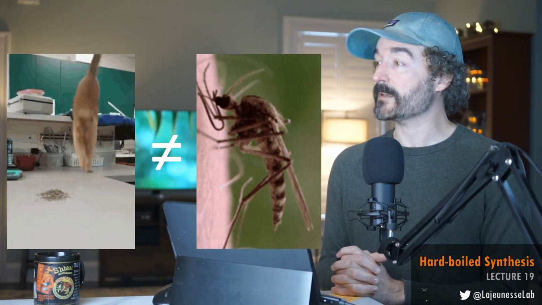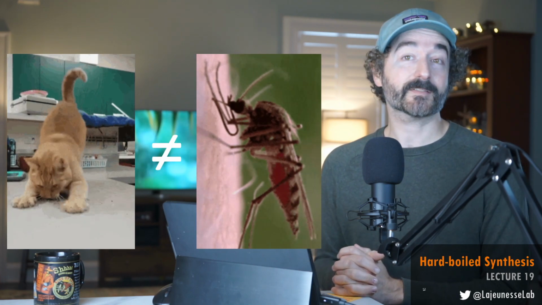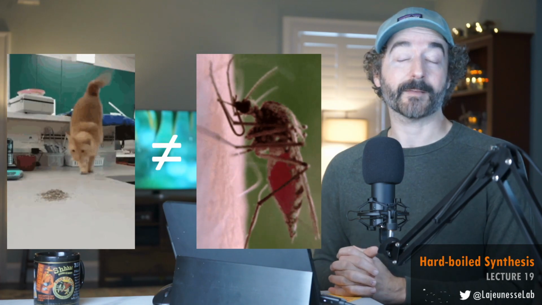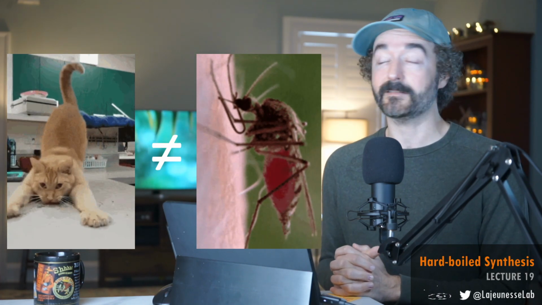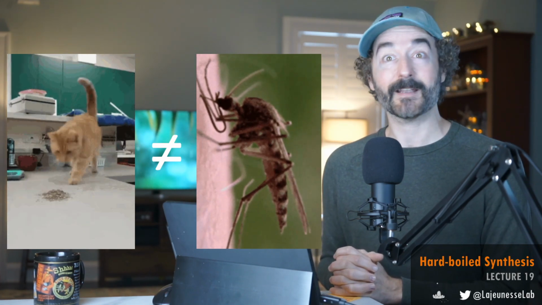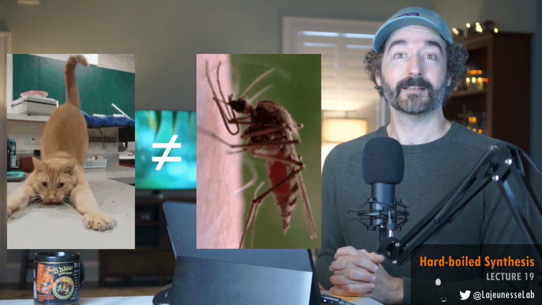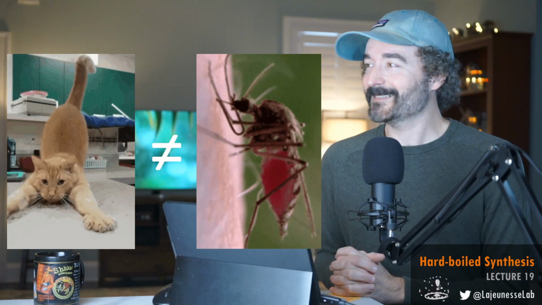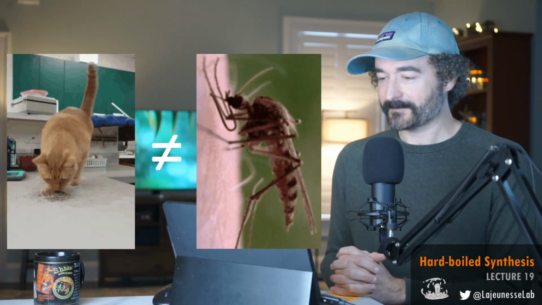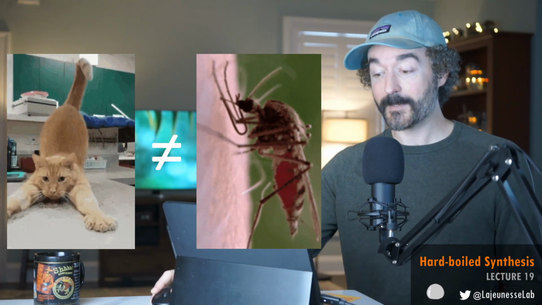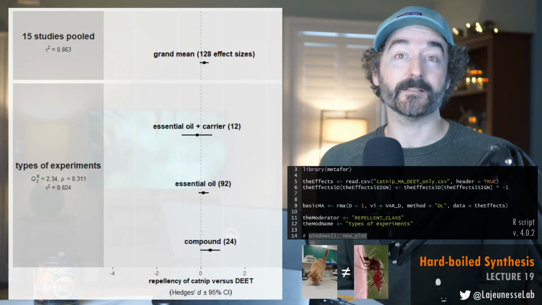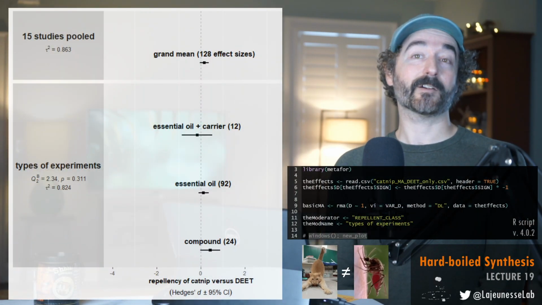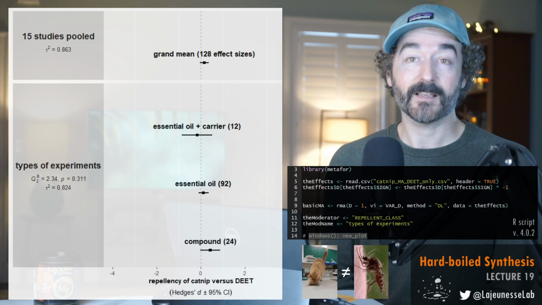Now the social media, we already kind of dismissed a social media claim that catnip is 10 times more effective than DEET. That doesn't seem to be the case, but then now we have this other thing that we need to think about, is whether or not catnip is similar to DEET. And so my setup here again, I got R already set up, and we're going to begin our categorical meta-analyses.